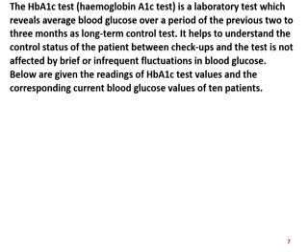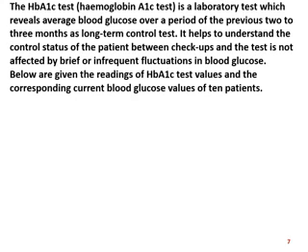We go on to the next slide, and here we have a problem at hand, the HbA1c test. This is a test commonly done to understand the average blood glucose level of people. The hemoglobin A1c test is a laboratory test which reveals average blood glucose over the previous 2 to 3 months as a long-term control test. It helps to understand the control status of the patient between checkups, and the test is not affected by brief or infrequent fluctuation in blood glucose. So this is a test quite common to diabetic patients.